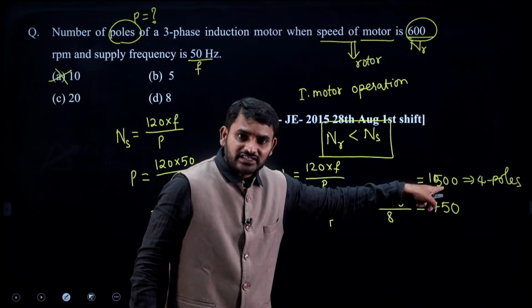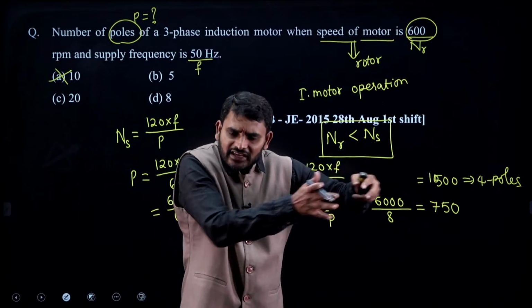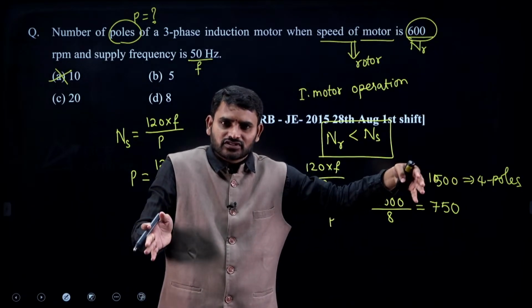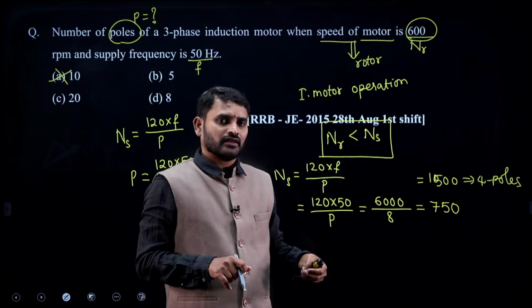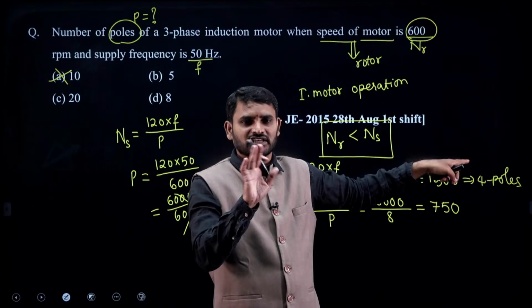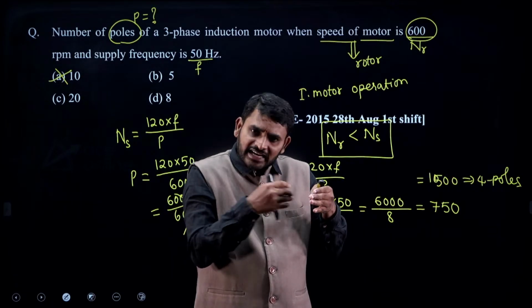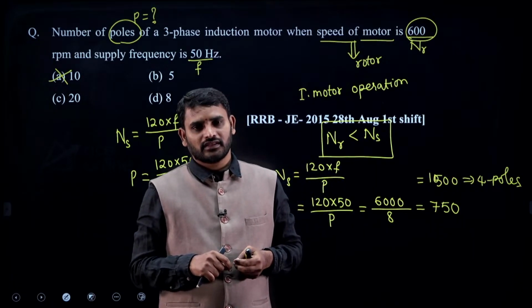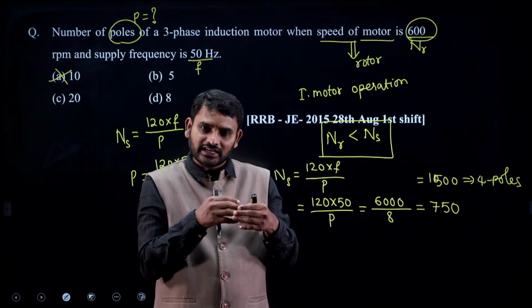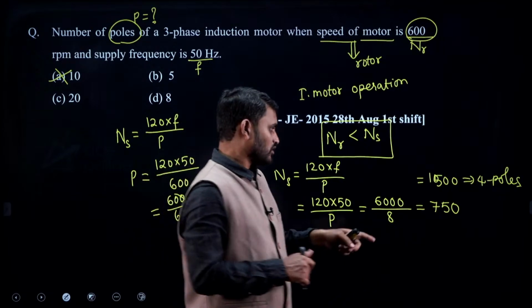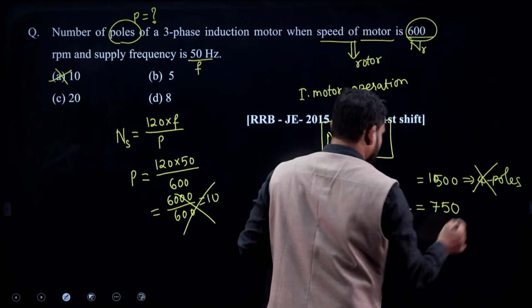If the synchronous speed is 1500 and the rotor speed is 600, that is a very huge difference, no? With such a huge difference, the motor will not operate. Induction motor operation is very near to synchronous speed. So, 4 poles could not be the correct answer.